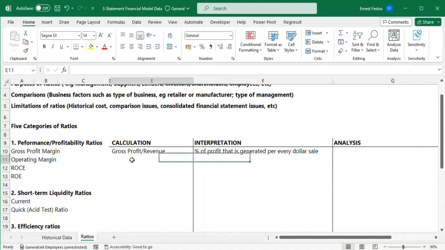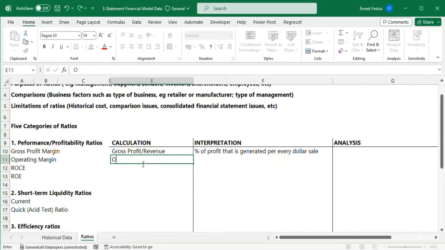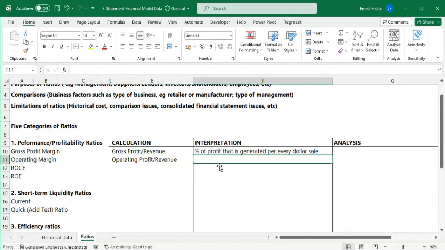And then the second ratio we want to look at here is the operating margin. Now the operating margin is not different from the gross profit margin, because they are all on a revenue basis. As the name goes, it is operating margin, it is operating profit divided by revenue. The components in the calculation are operating profit and revenue.